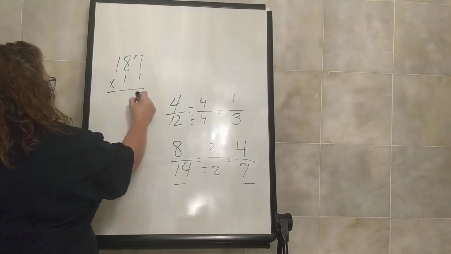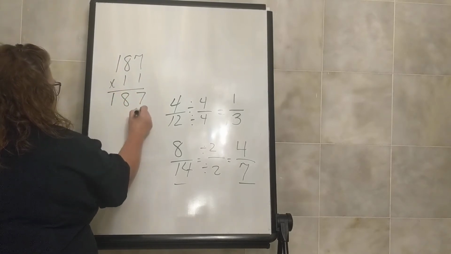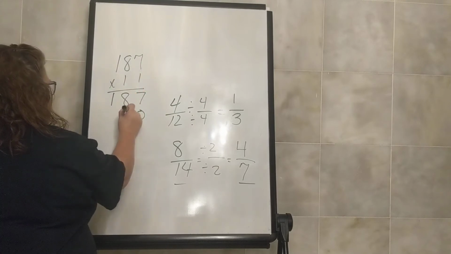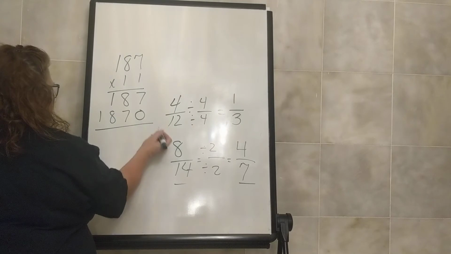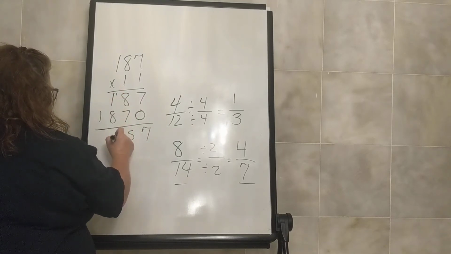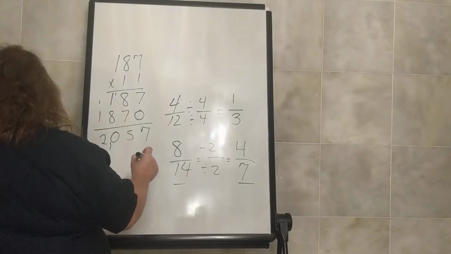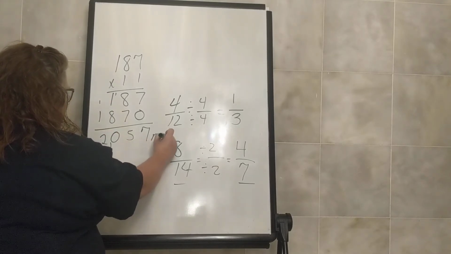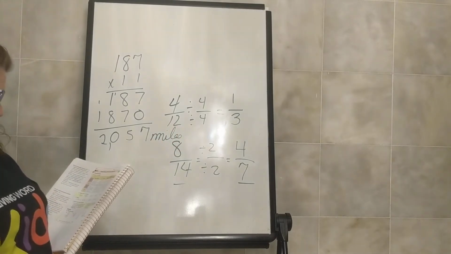So 7 times 1 is 7, 8 times 1 is 8, 1 times 1 is 1. Put a 0 in our ones place. 7 times 1 is 7, 8 times 1 is 8, 1 times 1 is 1. We add it up, 7, 15, 8, 9, 10, put 0 down, carry the 1. So our answer is 2,057 miles is how far he traveled in that amount of time.